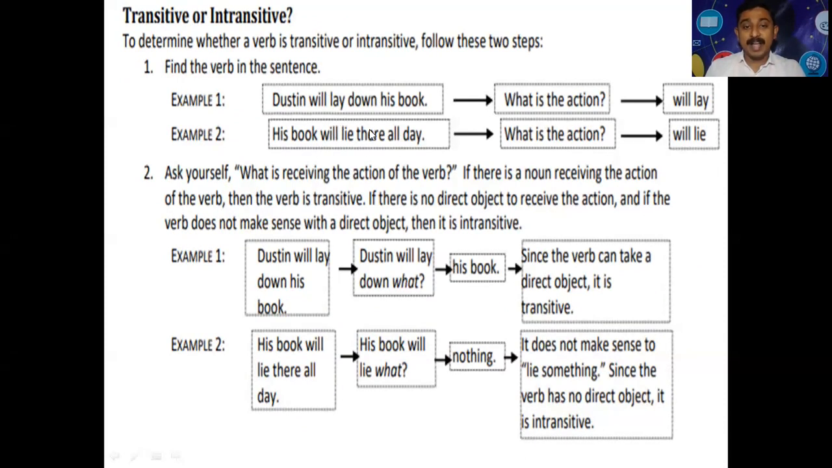In the second example, his book will lie there all day. Here also we find an action that is will lie, but there is no object to receive the action. So the second verb is said to be intransitive.